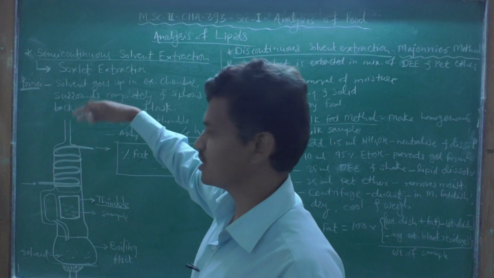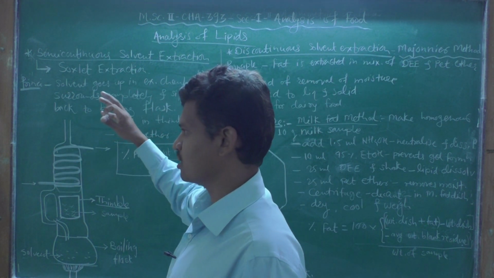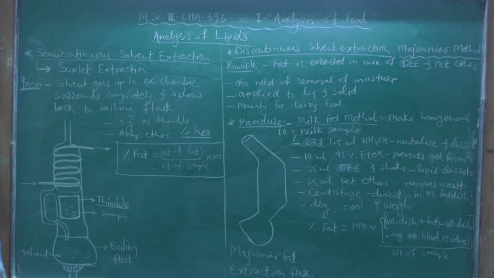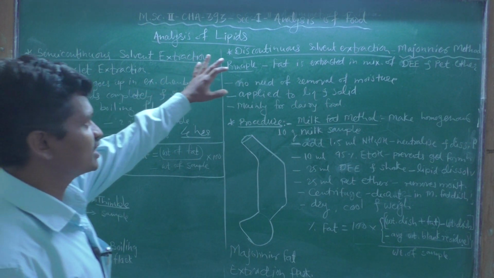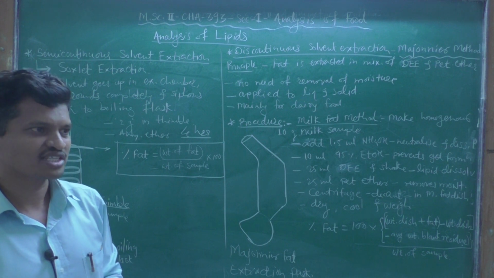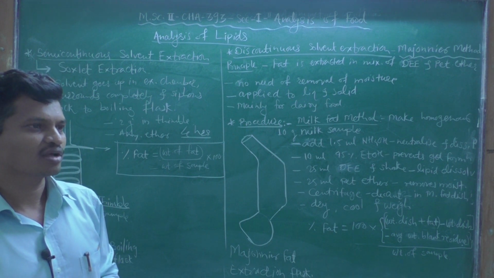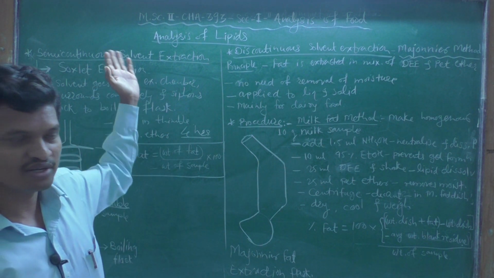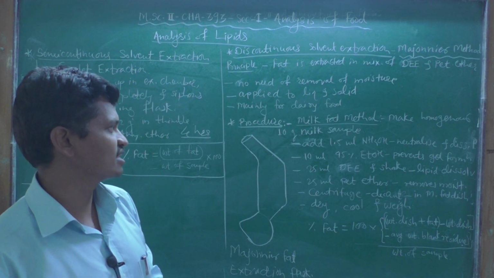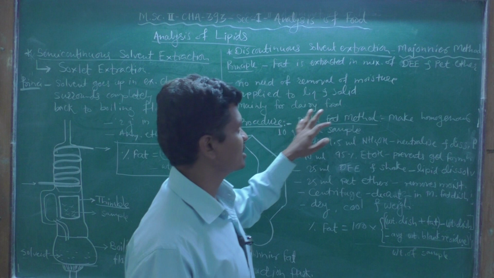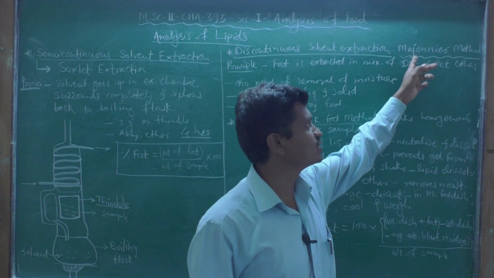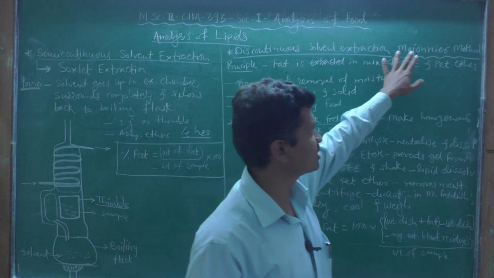And this Soxhlet extraction method is categorized under semi-continuous solvent extraction. Now the next method is the discontinuous solvent extraction method. Yesterday we saw the continuous solvent extraction, then this semi-continuous solvent extraction, and now the third one is discontinuous solvent extraction. This method is known as Mojonnier's method. The title of this method is Mojonnier's method.